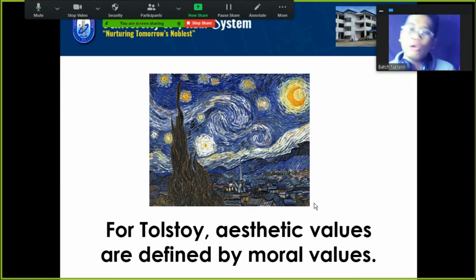Okay, anyway, for Tolstoy, aesthetic values are defined by moral values. That's one. Binanggit natin. So, what is beautiful for Tolstoy is the morality. If a certain work of art expresses morality, expresses good things, and that for Tolstoy is beautiful. And that for Tolstoy is the essence of aesthetic.